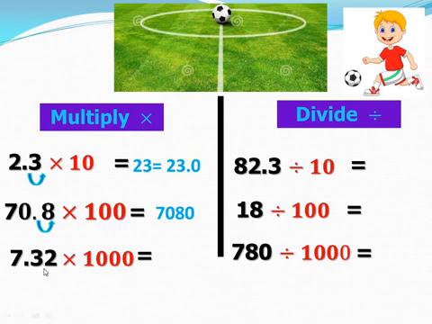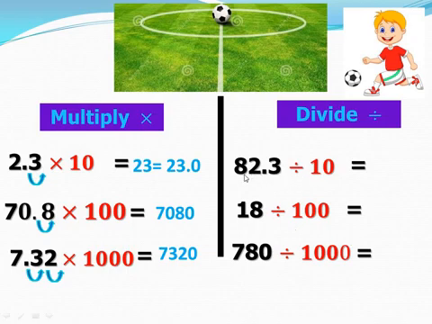Here I have 7.32 times 1000. I want to hear, what can I do? Yes, I will kick the decimal point to the right 3 places. Why 3 places? Because I have 3 zeros. I will kick first place, second place. I don't have any third place. What can I do? I will keep the third place with 0. The answer becomes 7,320. Thank you. I will start the division.